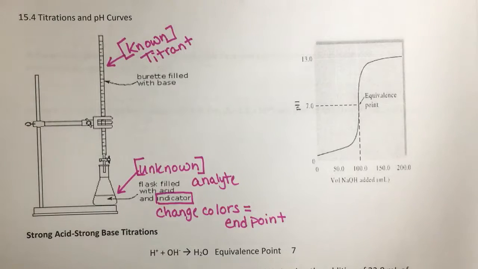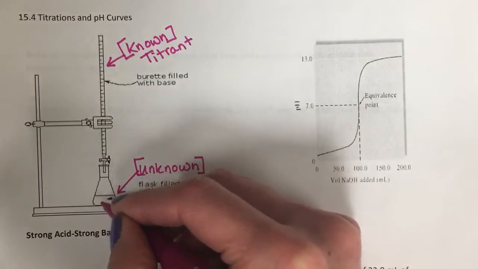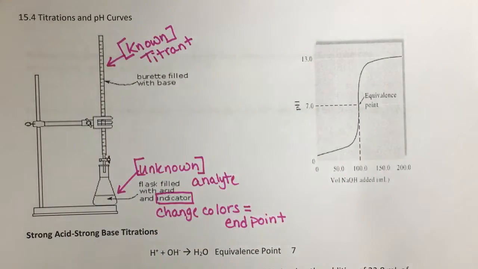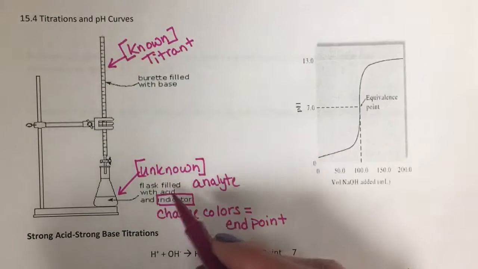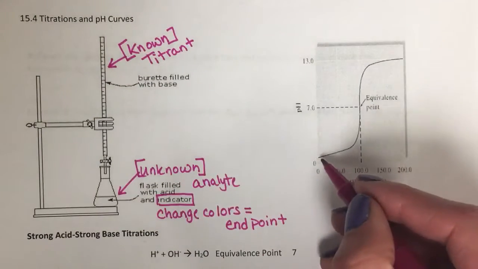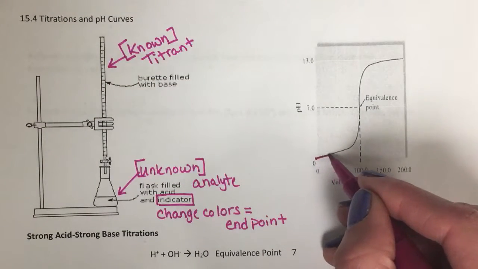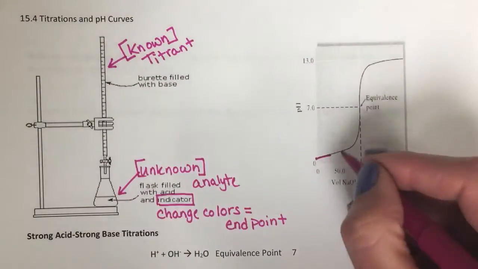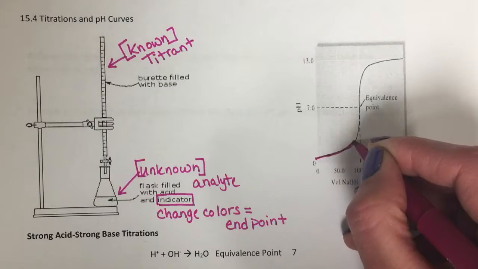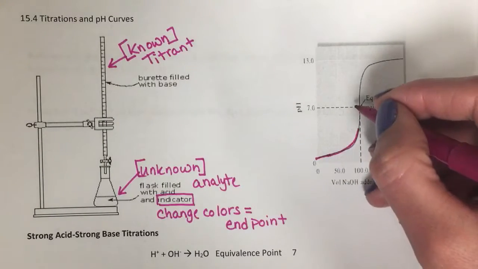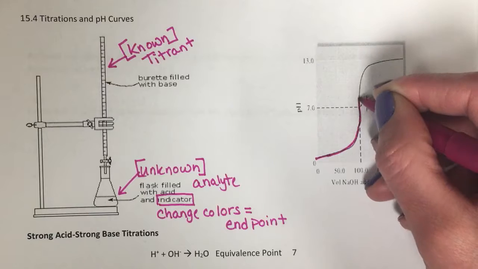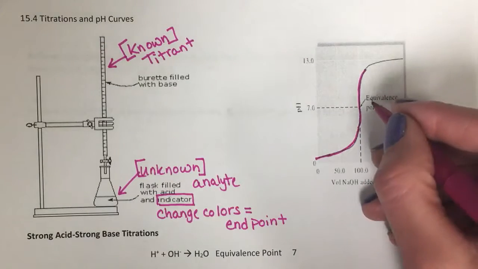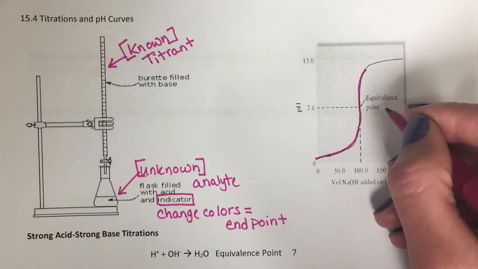Okay? So I can use an indicator. Another method I can use in my titration is I can actually stick a pH meter down here, and I can monitor the pH. Now, because I'm starting with an acid, my pH is going to start low. As I'm adding more base, more base, more base, the pH is going to start to rise. Halfway up this peak, I hit something called the equivalence point.